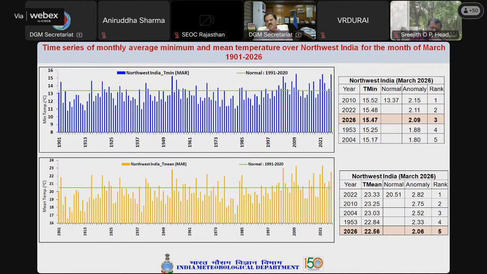In Northwest India, if I just consider the mean temperature, then 2022 was rank 1, that is the warmest mean temperature, then 2010, then 2004, then 1953, then 2020. Again, here also, out of 5 years, 4 are after 2000. And this year it is 5th rank in terms of these.